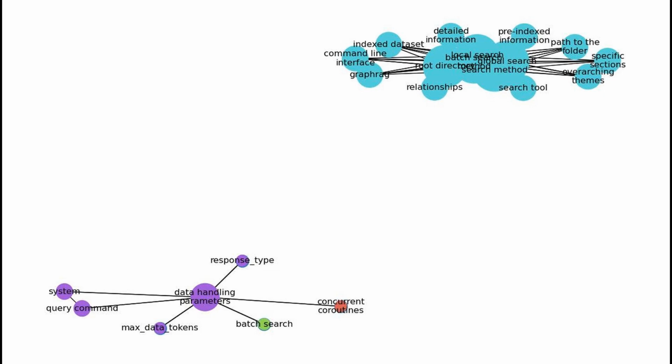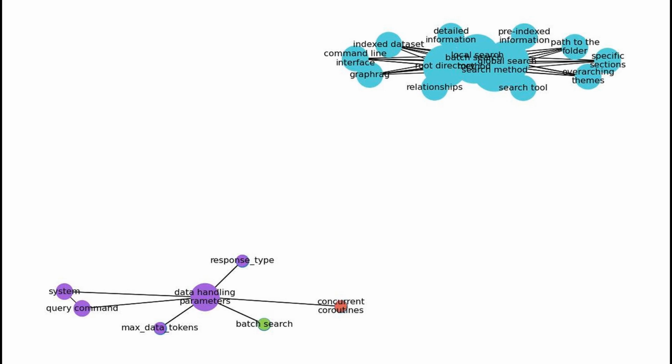3. Query command. The command uses a specific structure to ask questions. This command is crucial as it determines how the system will interpret and process your question. 4. Data handling parameters. Parameters like max data tokens, concurrent coroutines, and response type help control how much data can be processed at once, how many queries can run simultaneously, and how the responses are formatted. For example, allowing multiple paragraphs in responses provides more detailed answers.